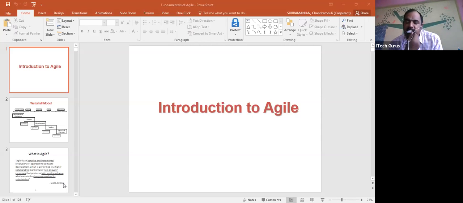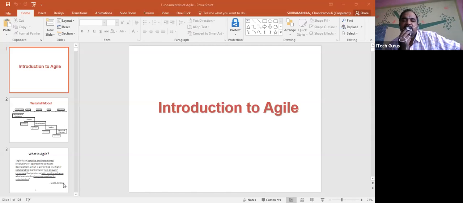For example, if you attended the PMP session, we'll be talking about planning. In the PMBOK, I hope all of you know about it, we have defined around 49 processes. If you want to know about project management, you need to learn all these 49 processes. That's completely plan driven.